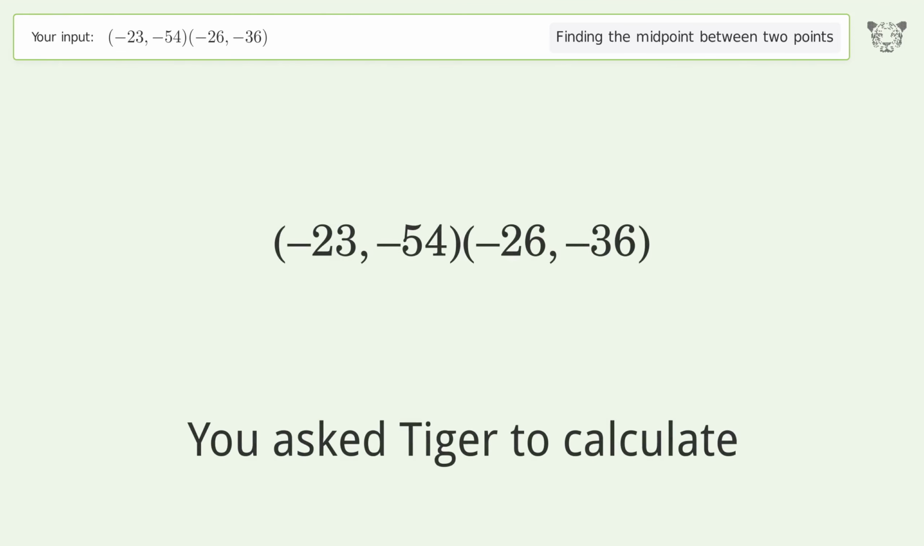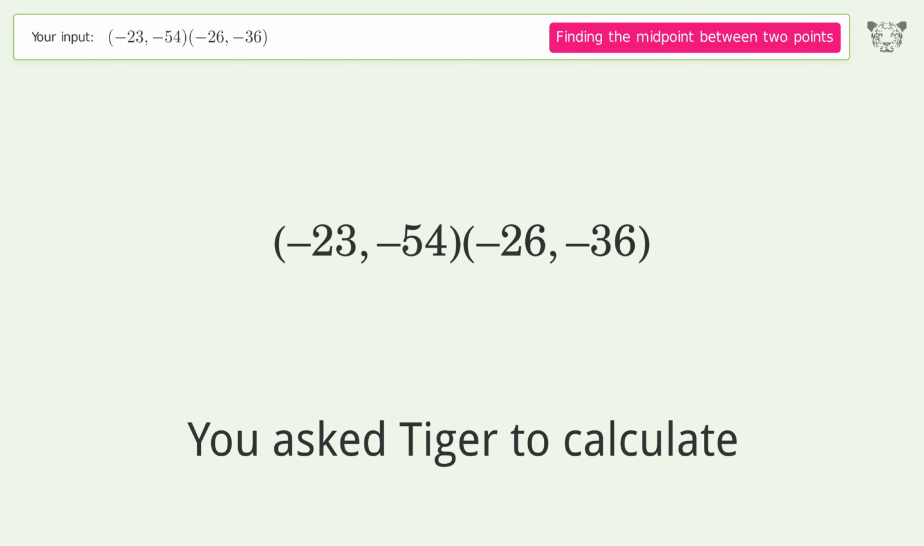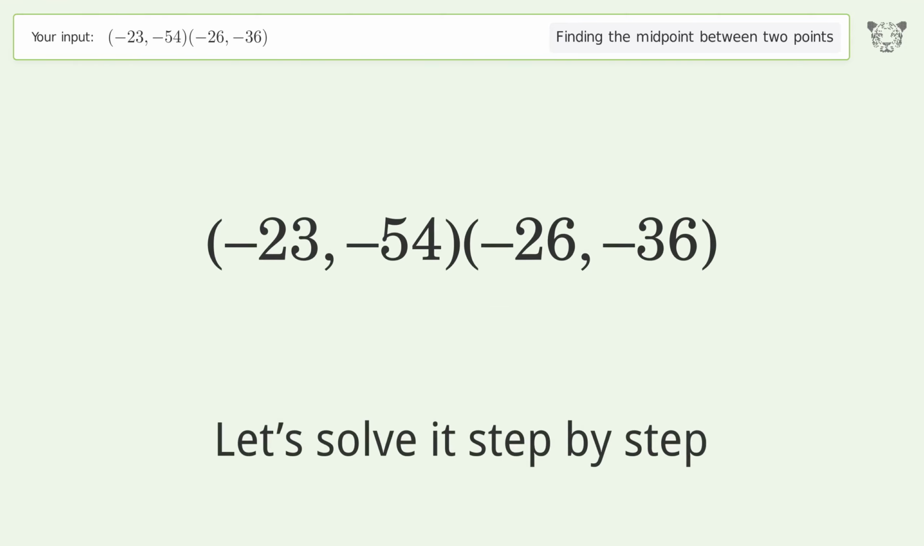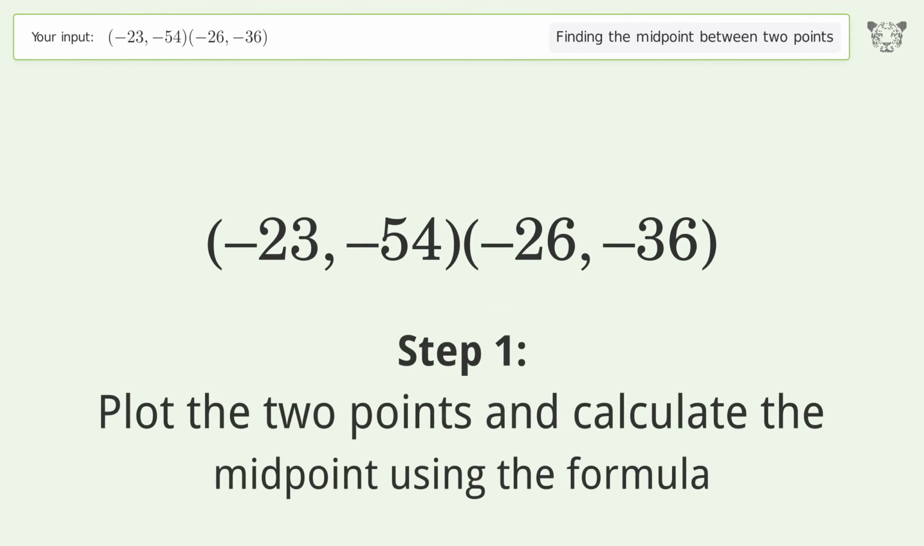You ask Tiger to calculate. This deals with finding the midpoint between 2 points. The midpoint between the 2 points is -24.5, -45. Let's solve it step by step. Plot the 2 points and calculate the midpoint using the formula.